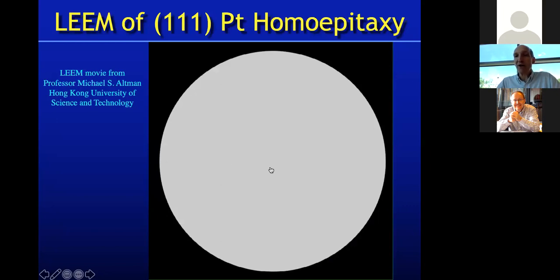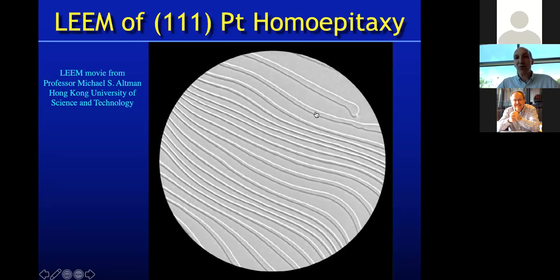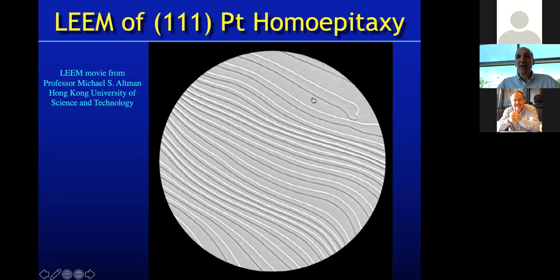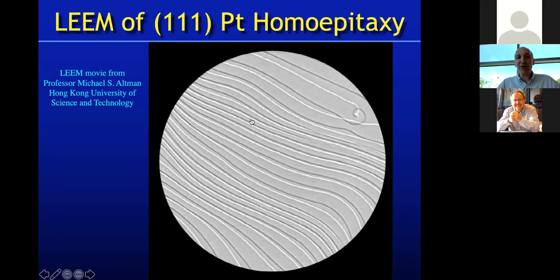And when I start the video, what you're going to see is the existing surface steps on this single crystal of platinum, and then platinum is getting added to it. And LEEM has excellent vertical resolution. So okay, let's start the movie. These steps that you see here are all one atomic layer high, but as platinum is being added, you can see the steps are moving. There's step flow going on.